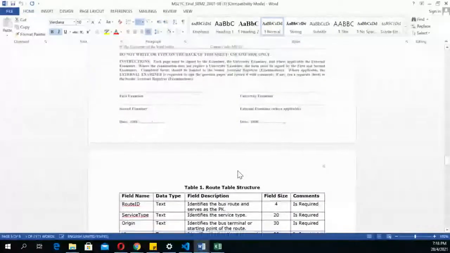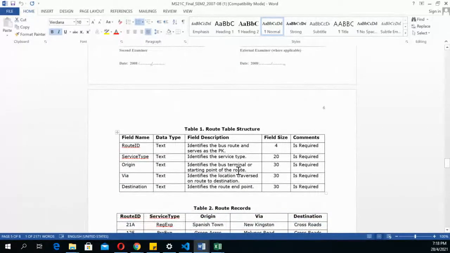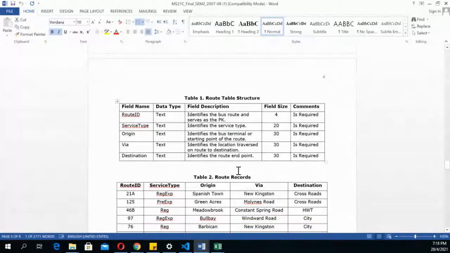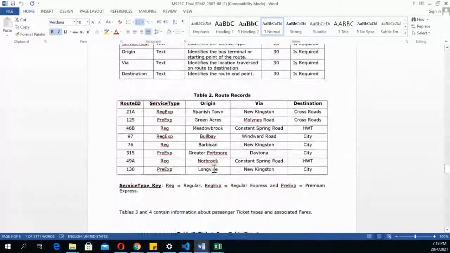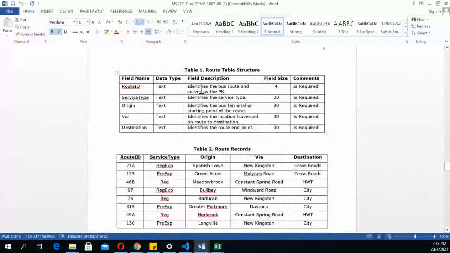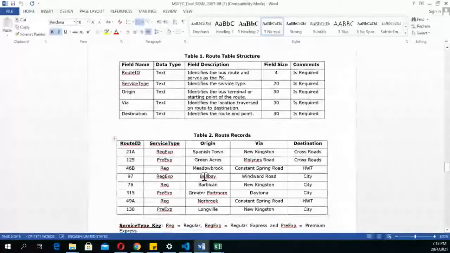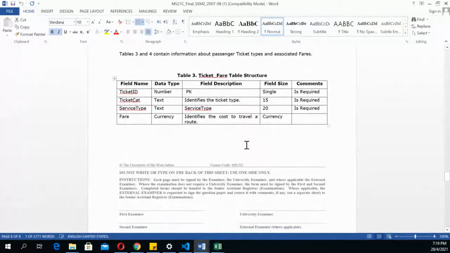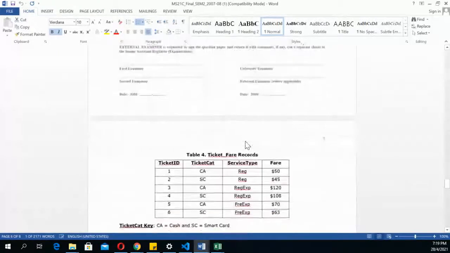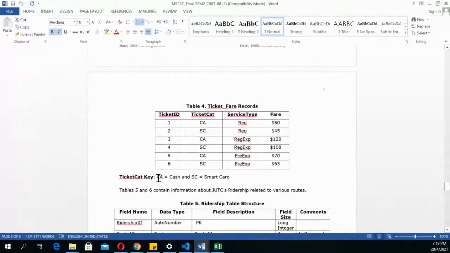All right, so anyway, we're on the database section, which people say is the hardest part, but to me it is very easy because it's the same structure that you get throughout. We're given some tables. We have a route table, and you get the structure of the table along with some sample records, as you can see here. It has route ID, which identifies the bus route, serves as primary key, is required; service type, which identifies the service type, is required; origin, via, destination, all of that. And we get some sample data. Then ticket fare: we have a ticket ID, number, primary key; category, which identifies the ticket type; service type, the type of service; and the fare, how much they charge for travel on the bus. And then you get the sample for that as well.